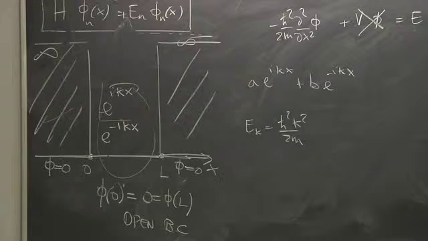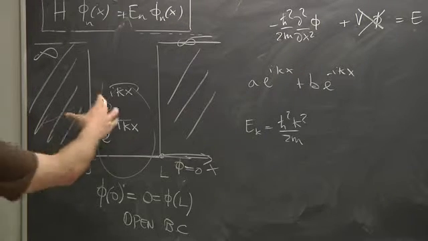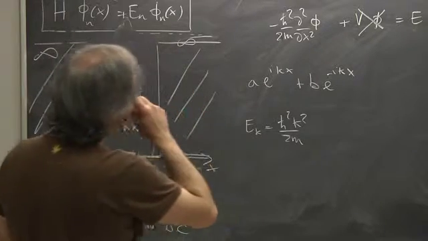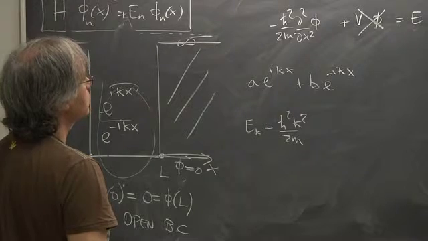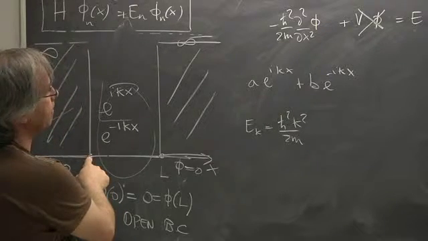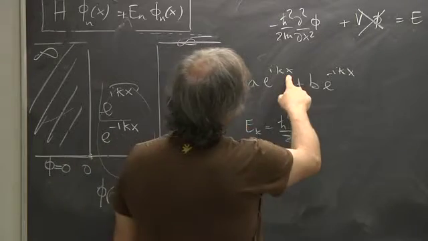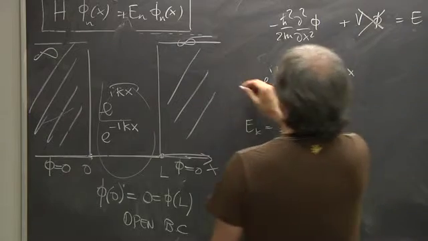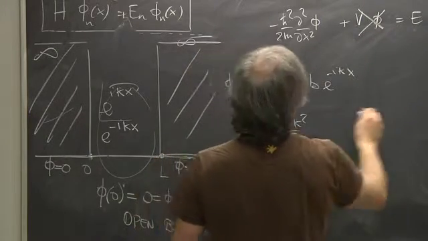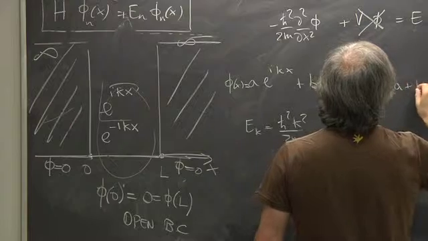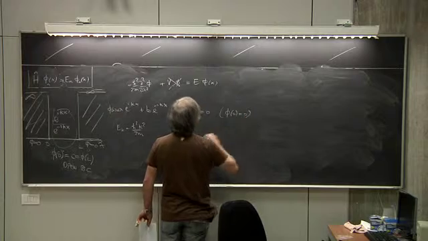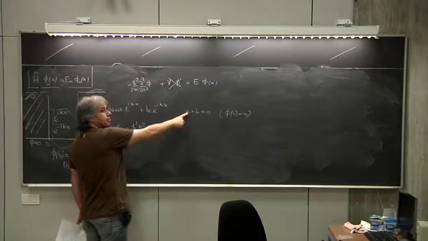Is this clear? I'm only discussing now the boundary condition because the function itself is trivial. It's the usual plane wave. Now, how can we make this solution be 0 there? Certainly when you put x equal to 0, this becomes 1, and therefore I want a plus b equal to 0, by the requirement that phi of 0 is 0, which means b equal to minus a.